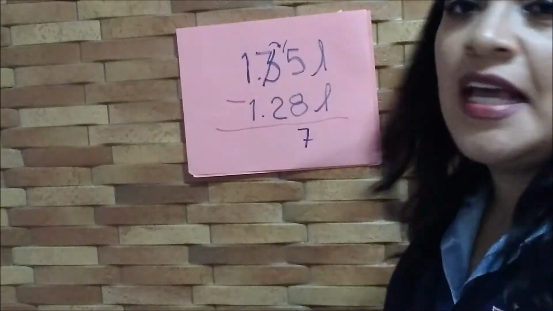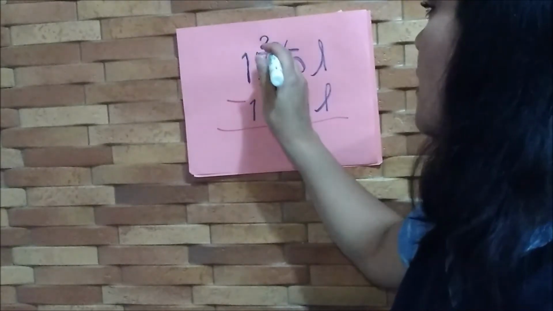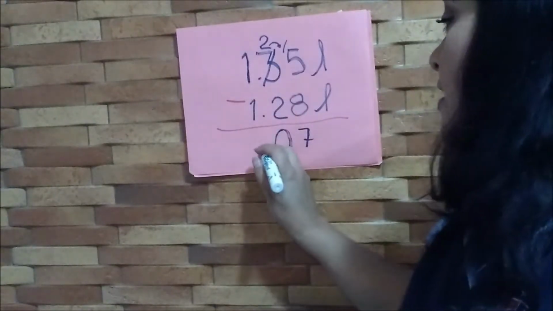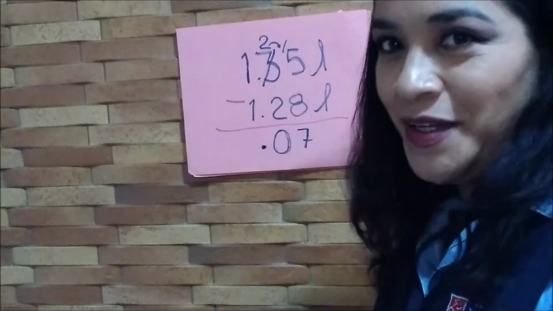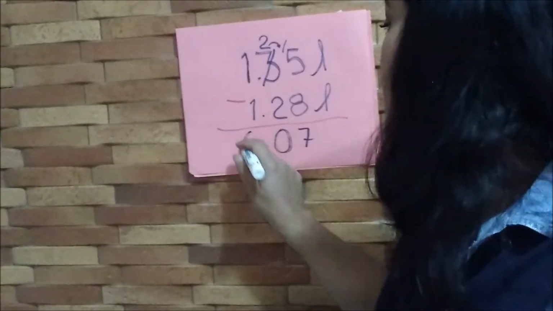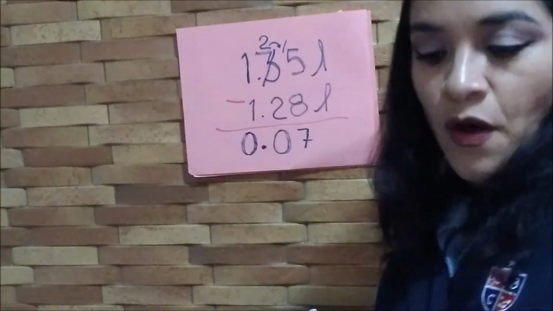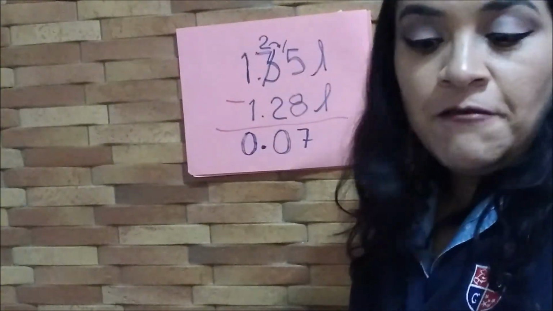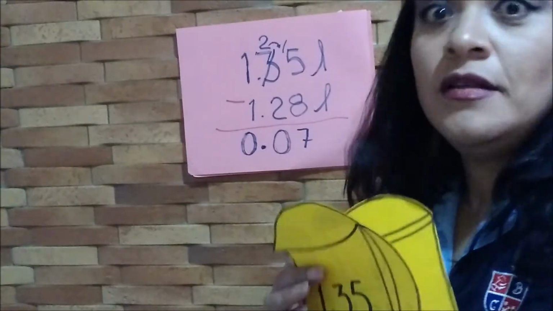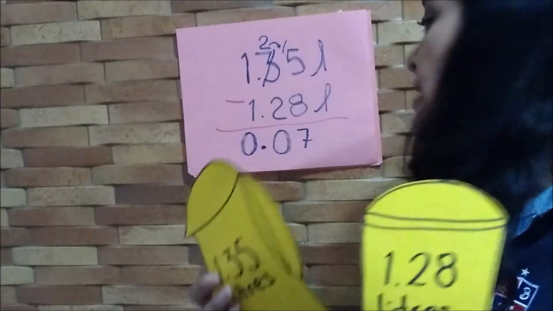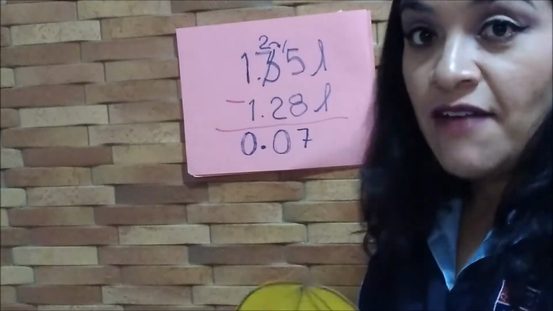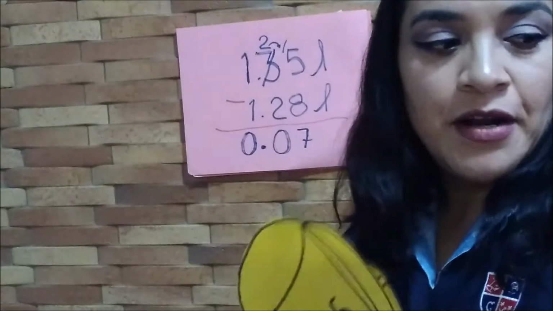This is not a 3 anymore. Now it is a 2. 2 minus 2 equals? Write the decimal point right away, our beautiful point. And then 1 minus 1 equals 0. Okay, that means the difference between these two containers is 0.07 or 70 milliliters. Okay, 70, not 700. 70 milliliters. So very, very little.